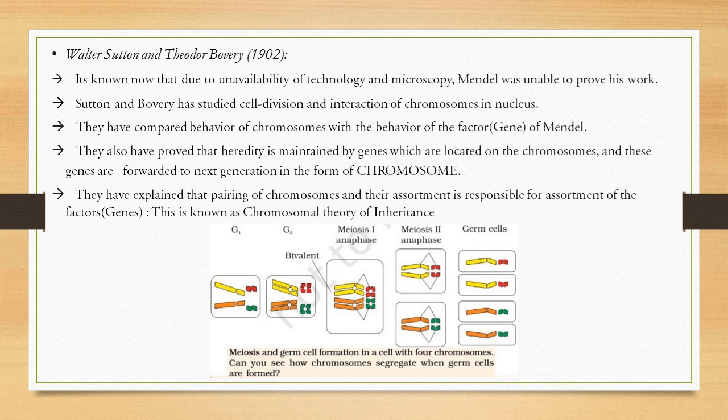The next characteristic feature they have explained is that pairing of chromosomes and their assortment is responsible for assortment of factors, which is said by Mendel. Mendel has said that factors are assorted independently, but how? The mechanism is shown by Sutton and Boveri. This entire set of observations they have made, they have given the name chromosomal theory of inheritance. So that's the story of Sutton and Boveri's chromosomal theory of inheritance, right?